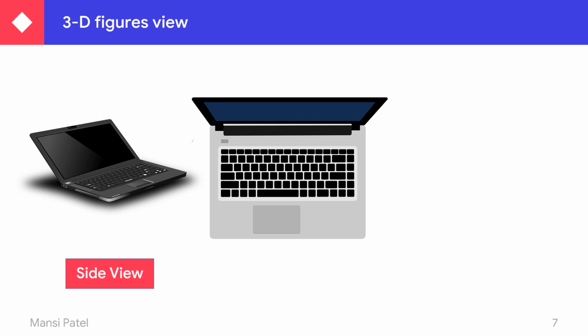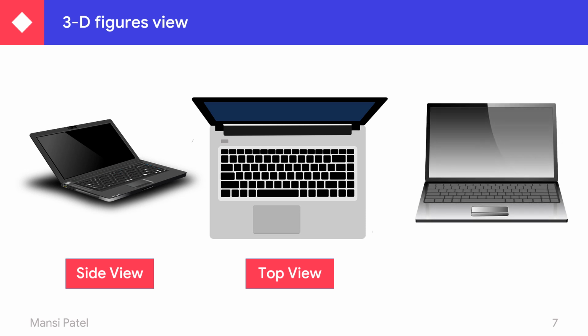Now the second image: from which view can you see this picture of the laptop? From the top view. When you see the laptop from the top side, you can see this image of the laptop. Now in the third, when you look at your laptop from the front view, you can see this type of image of the laptop.